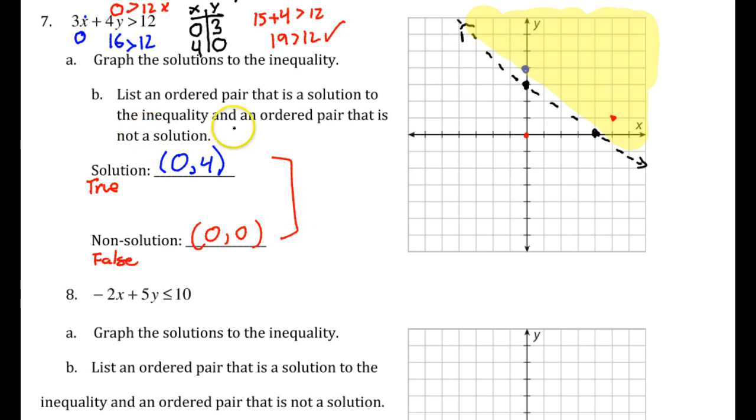Because how many total answers are there here? There's infinite. There's not only just the points here, but all the fractions in between. All of them will be bigger than 12 if you plug it in. Infinite number of answers.